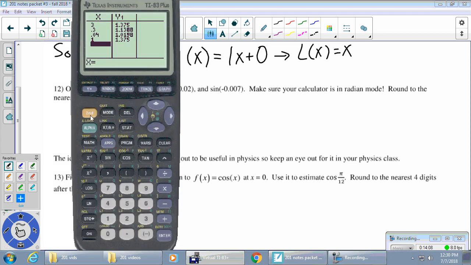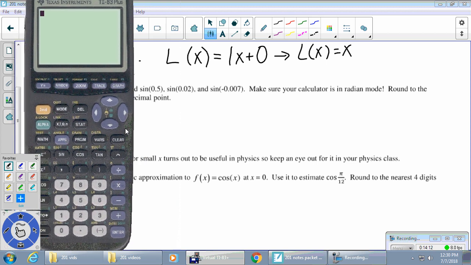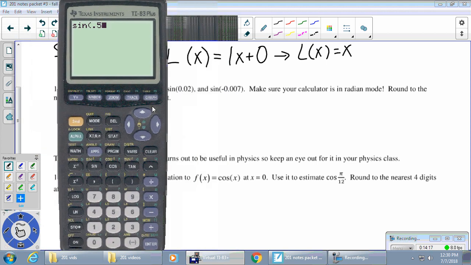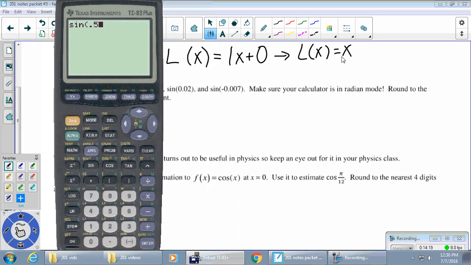So here we go. I'll just do this one on the home screen. So the first one is sine of 0.5. Now, before I type this in, I'm just going to say that our approximating function is this. And so how much is L of 0.5? Well, L of 0.5 is 0.5. So I'm really hoping that if this is indeed a good approximation, then sine of 0.5 should be pretty close to the 0.5 that we got right out here as the output of this function. So is this close to 0.5? 0.479, that's pretty close.